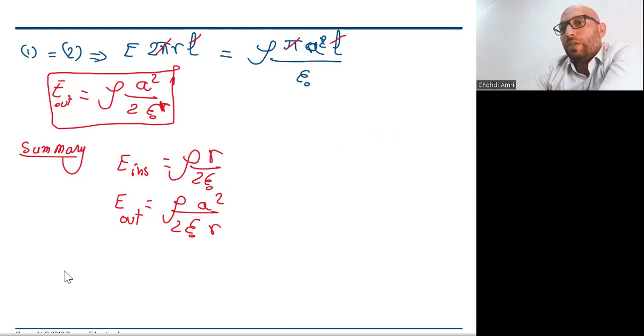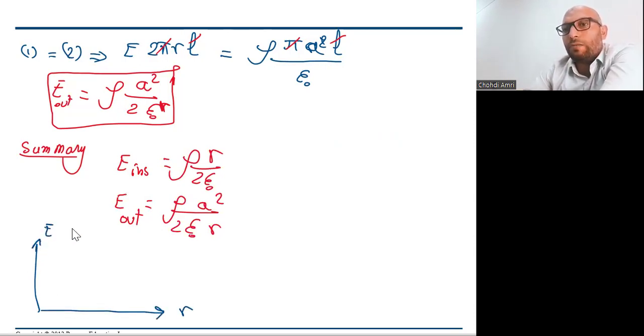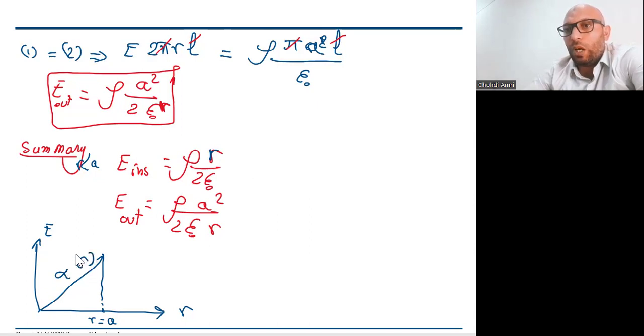If we want to draw these two electric fields, inside and outside, we have the electric field as a function of the distance r, and we have a specific point when the distance r is equal to the radius of the charged cylinder. If we are inside, that means r smaller than a, it's a linear function, proportional to r. But if we are outside, it's proportional to 1 over r.